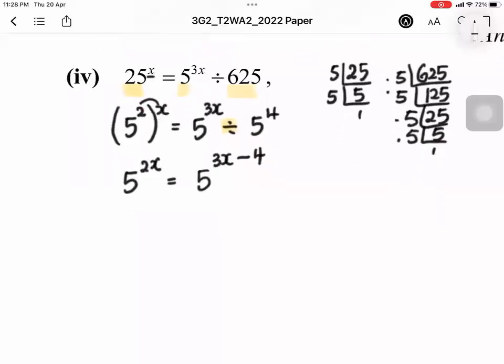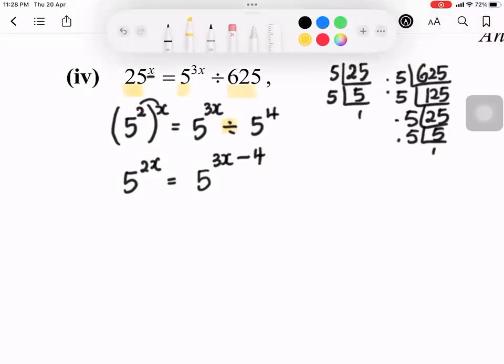Right? Now, since the bases are the same, body and body is the same, therefore the head and head must be the same. The power and the power must be equal to each other. So from here, I can directly simplify. 2x is equal to 3x minus 4.